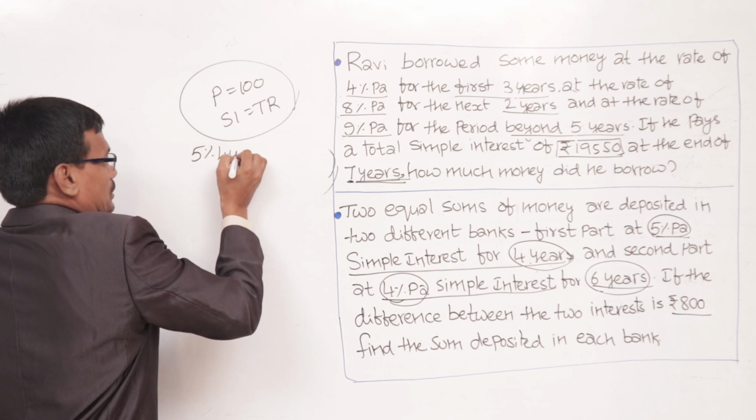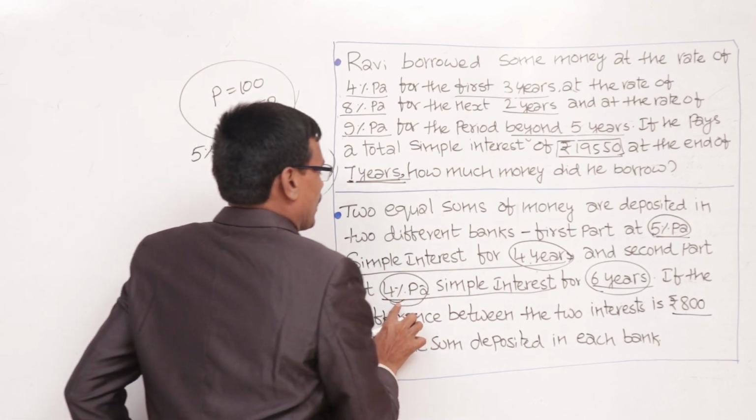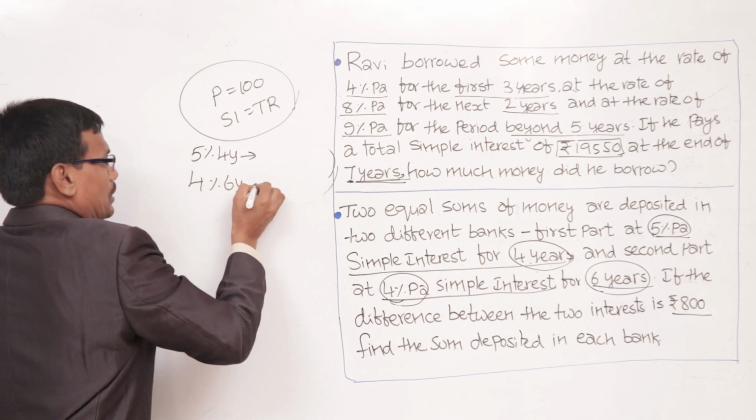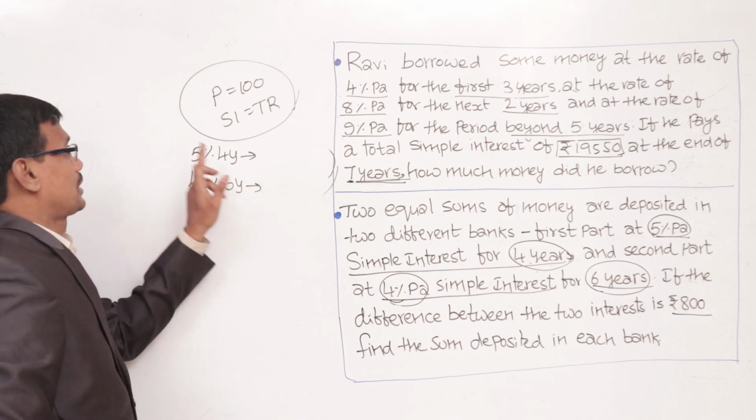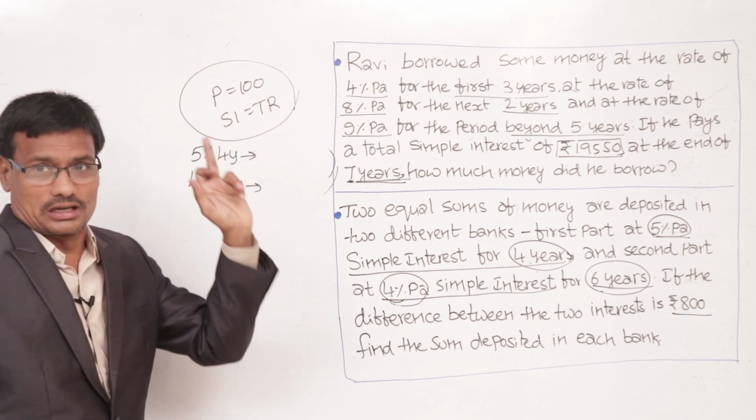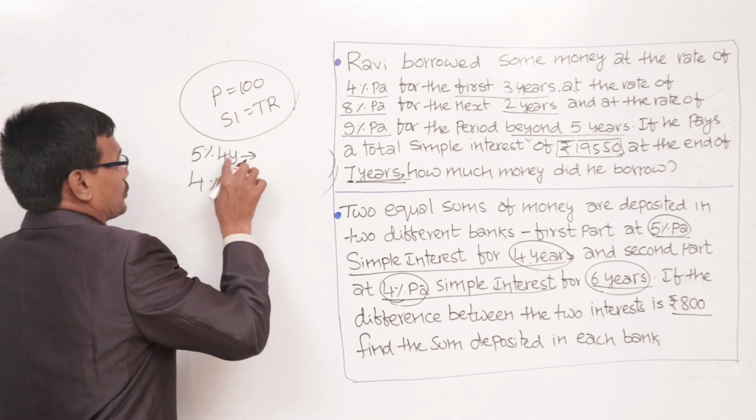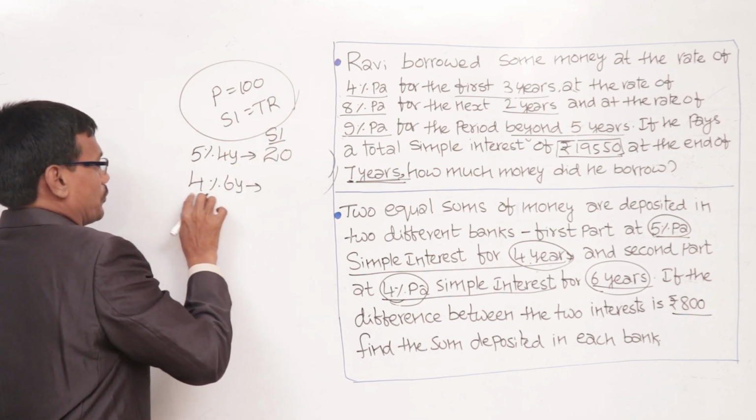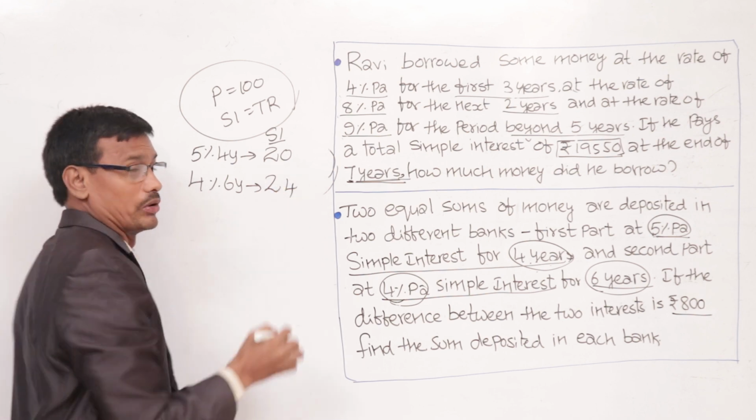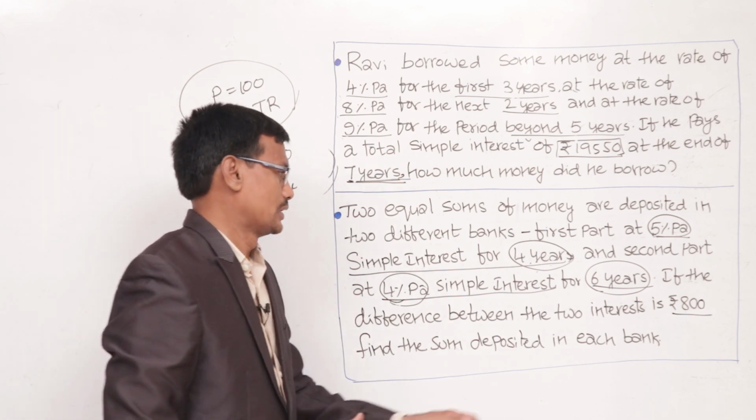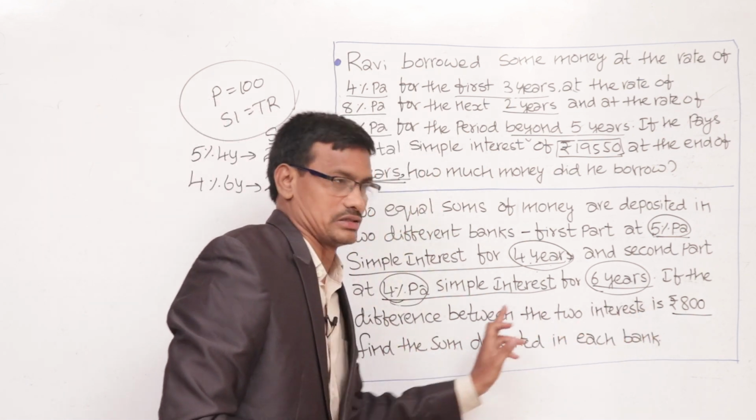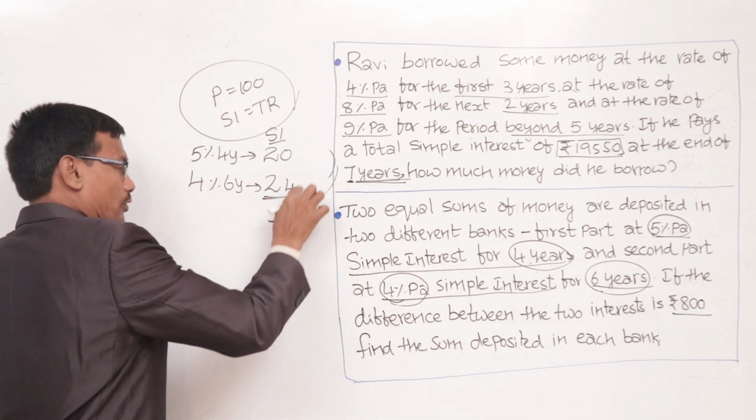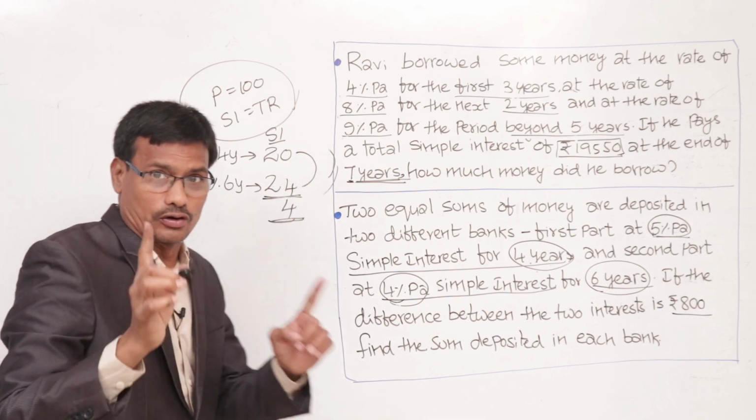So 5% is for 4 years, and the second part is 4% for 6 years. By applying this rate of interest and time, we are in a position to find out the SI. Then 5 4s, so much? 20 rupees. Then 4 6s, so much? 24 rupees. But what do we need? The difference. So what is the difference here? 20 and 24, the difference is 4.